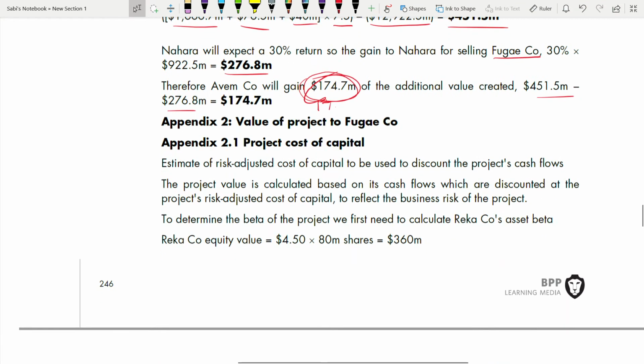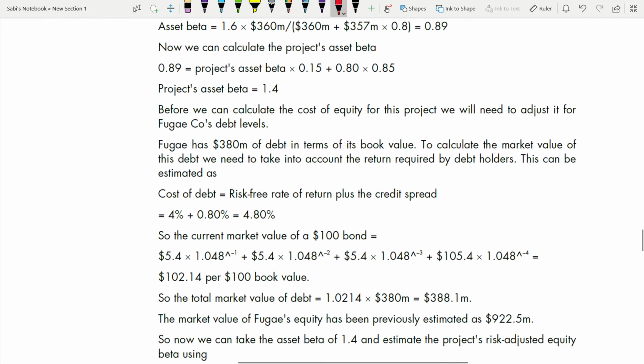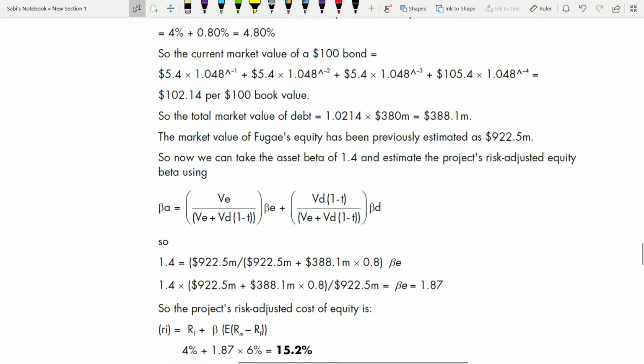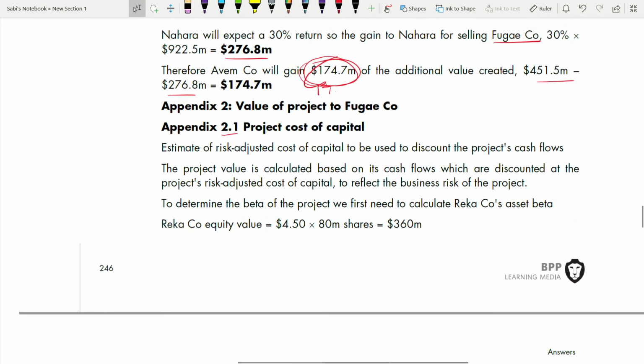Now coming to Appendix 2. If you see Appendix 2, value of the project, this one is project 2.1, project cost of capital. So you're finding cost of capital. That means you need equity beta, asset beta, cost of equity, cost of debt. Everything is market value of equity, market value of debt. Everything is required here. It's a long calculation, just to find what? Project cost of capital.